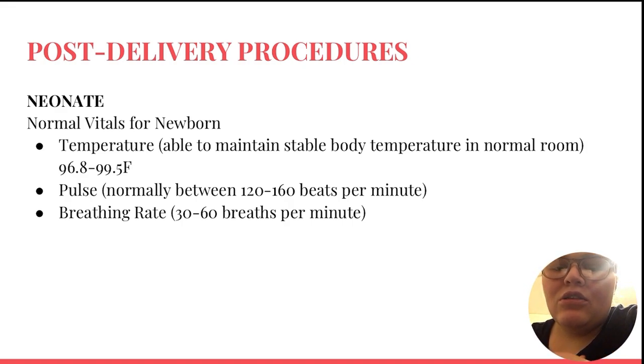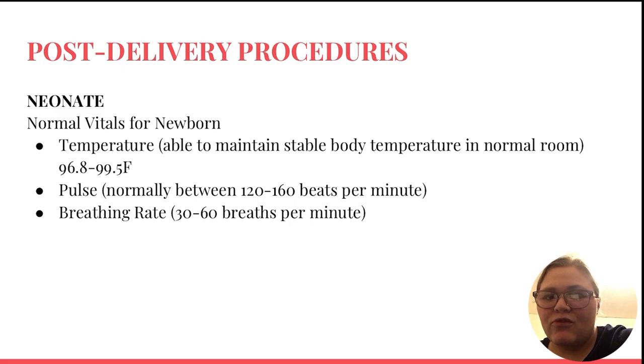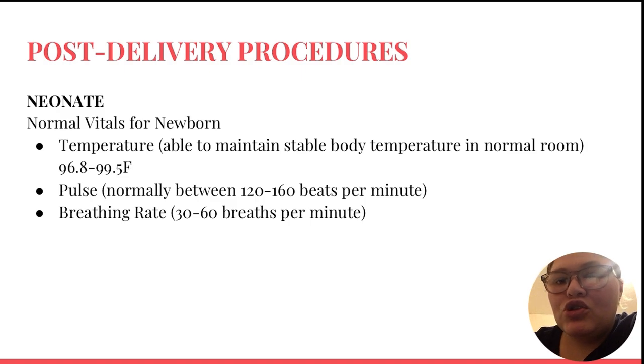Pulse rate. So we check the pulse rate at the brachial artery on either arm, just above the forearm. And the pulse rate should normally be between 120 and 160 beats per minute. Alright, so breathing rate. Breathing rate should be 30 to 60 breaths per minute.